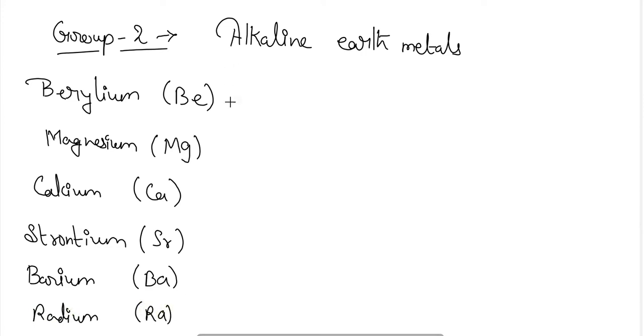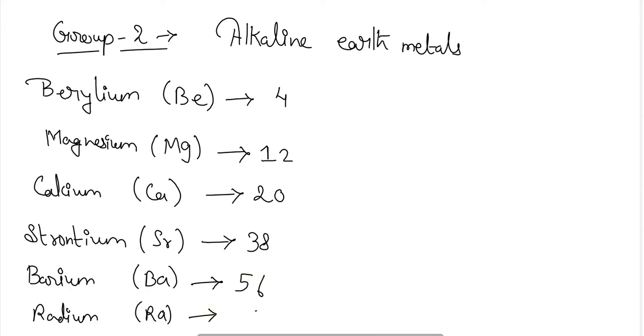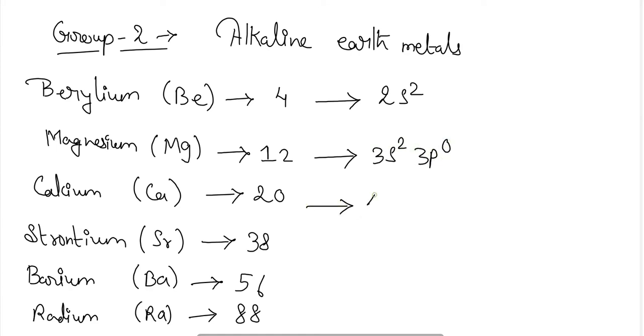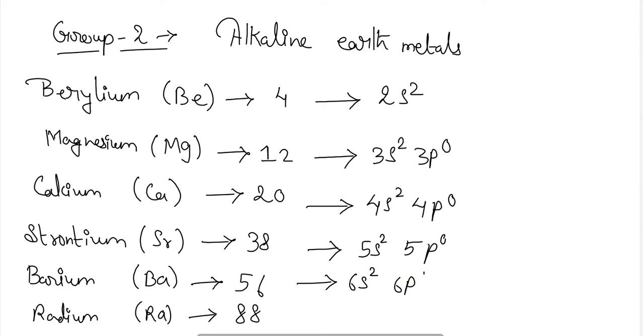For the atomic numbers here, it will be 4, plus 8 is 12, plus 8 is 20, plus 18 is 38, plus 18 is 56, and plus 32 is 88. The valence electronic configuration here will be 2s2, 3s2, 3p0, 4s2, 4p0, 5s2, 5p0, 6s2, 6p0, and the last will be 7s2, 7p0. So these are the first group and second group, the S block elements present in our periodic table.